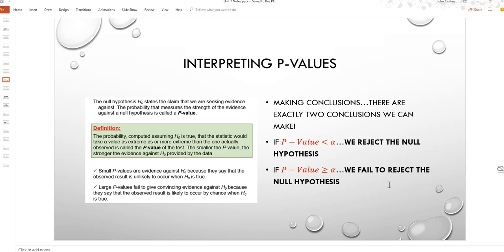So the key idea here is that we are doing one of 2 things and only one of 2 things with the hypothesis set. We either reject the null hypothesis or we fail to reject it. That's it. We never accept the null hypothesis. So we're never going to say it's true. We either reject it or we fail to reject it.